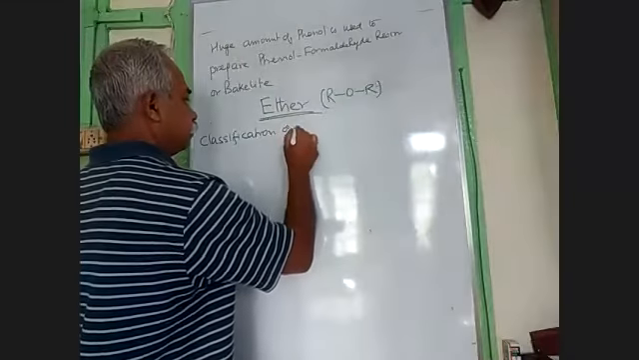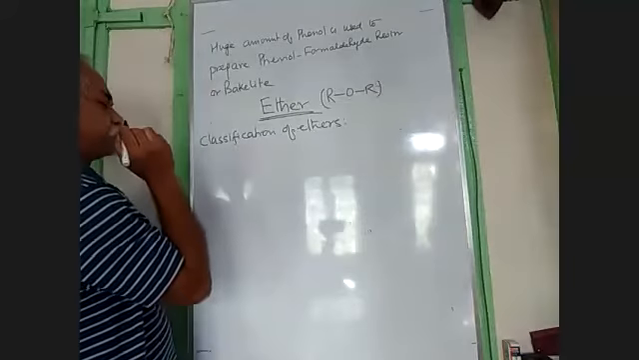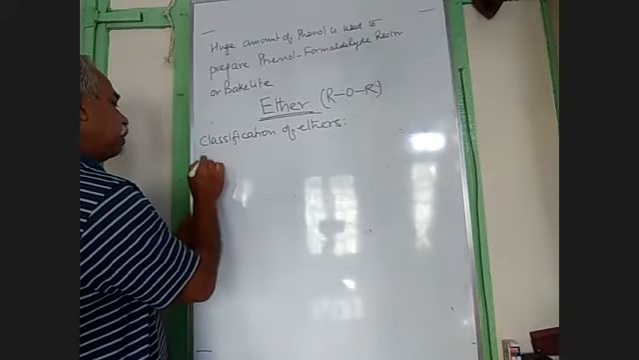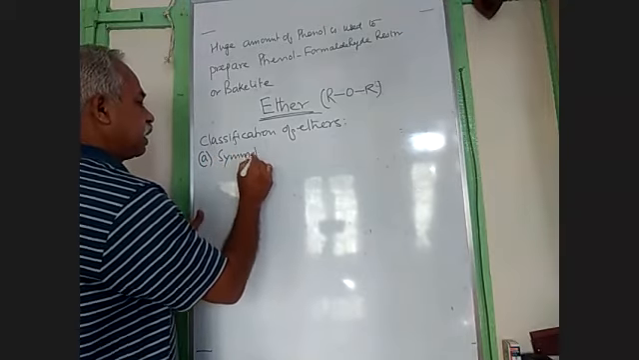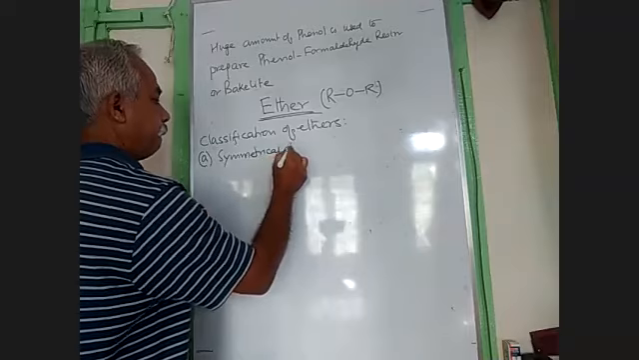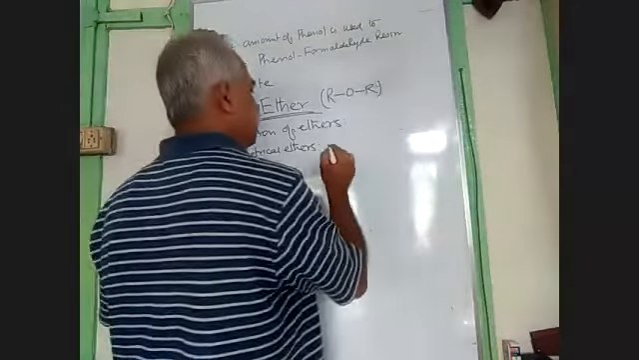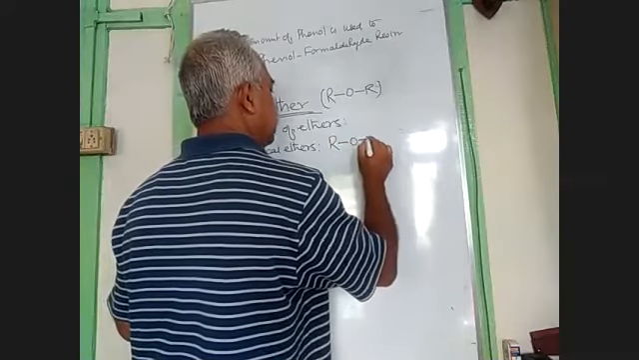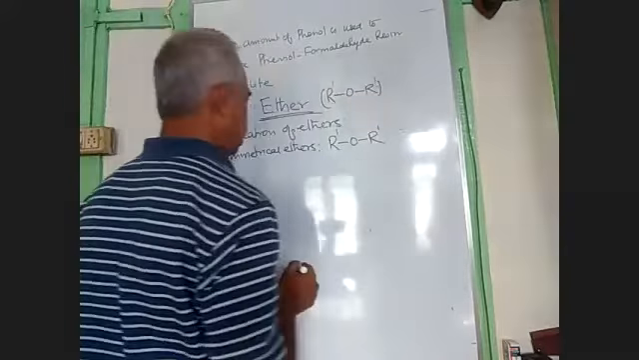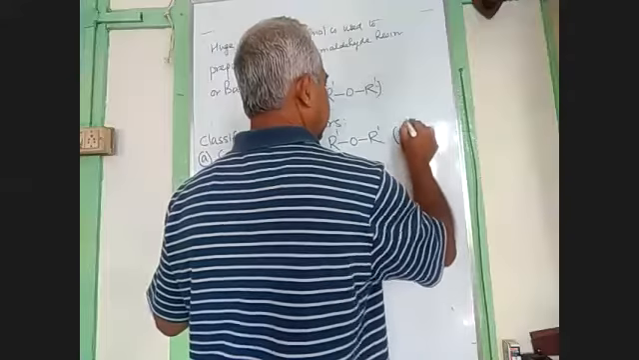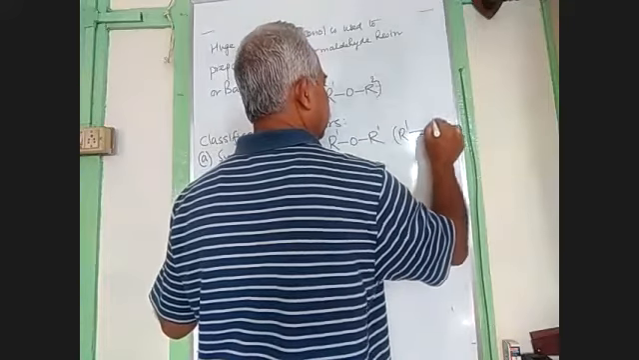Classification of ether. So you will find it is symmetrical ether. Symmetrical ether means what? Both of them are the same. So what will be the structure? General structure is this. I will write R1 and R2. So here R1 equals R2.